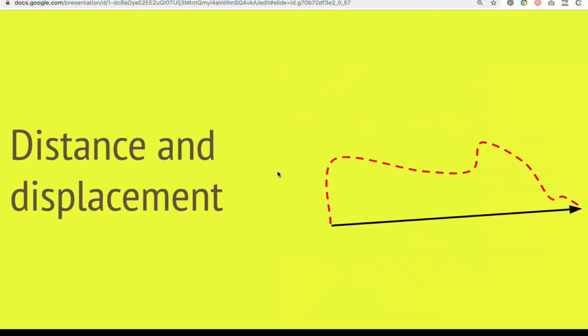Distance and displacement. We looked at displacement the last time. The red line represents a journey that has a longer distance than the displacement, which is represented by the black arrow. To work out the distance, we would have to know the path taken. The displacement only tells us the starting point and the end point. It is the direction as the crow flies, we sometimes say.